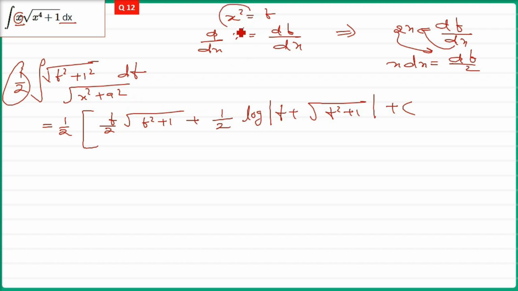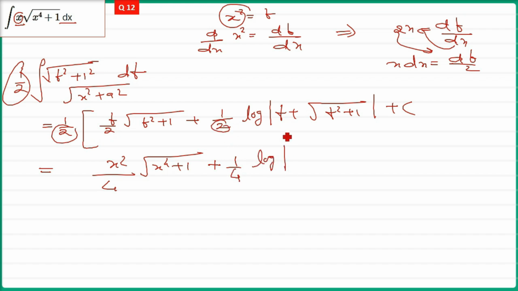Now wherever you get t, just substitute it by x square. So x square by 2 here, multiply it with the outside half, it will be 4. So x raised 4 plus 1, because t square is x to the power 4. Again multiply by the half outside, so half into half will be 1 by 4. This will be log x square plus under root x raised 4 plus 1 plus a constant of integration. So this is your integration of x under root x raised 4 plus 1.